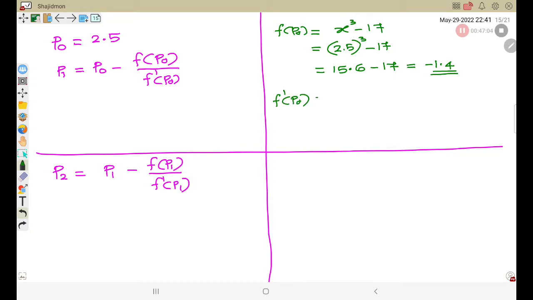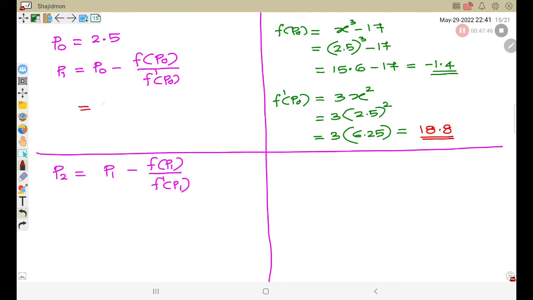Now f'(P0). What is f'(x)? 3x^2. Correct? That means 3 multiplied by the P0 number, 2.5^2. Check 2.5^2 separately: 6.25. I hope you are getting it. Now multiply 3 by 6.25, and you will get 18.75. But we need only 3-digit rounding, so 18.8.